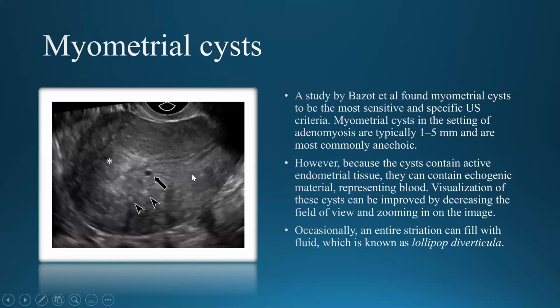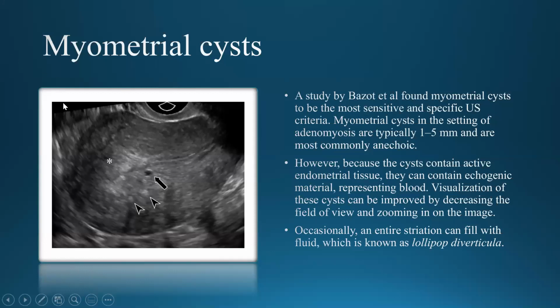And visualization of these cysts can be improved by decreasing the field of view and zooming in on the image. If you want to better visualize the cyst, if you can't see it very well, reduce the field of view on the ultrasound machine and zoom in on the image so you could see it clearly. Then occasionally an entire striation can fill with fluid, something called lollipop. Sometimes this cyst will elongate. I will show you a picture for that.